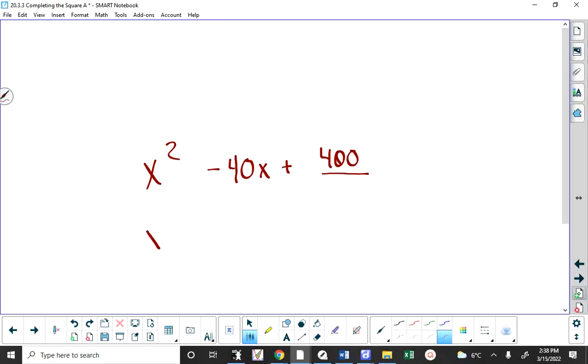If I said we had x squared plus 14x plus a number, and this was a perfect square trinomial, I want everybody right now to figure out the number that must be if this is a perfect square trinomial. It's 49, right? Half of 14 is 7. 7 squared is 49.